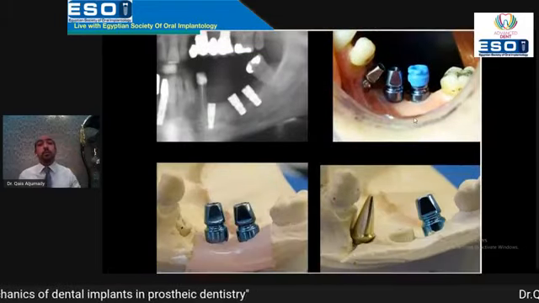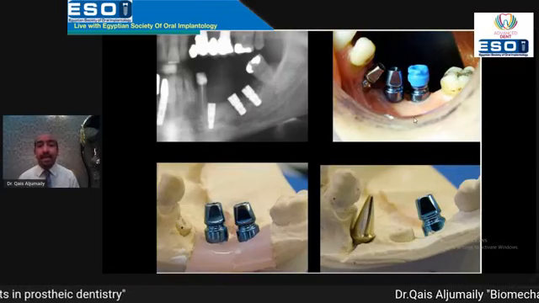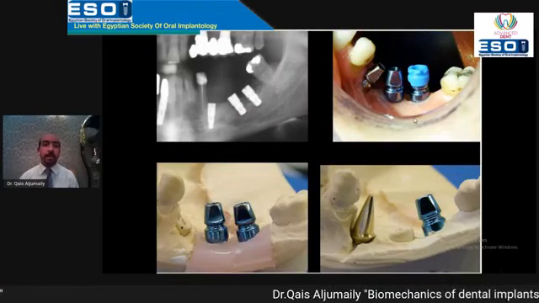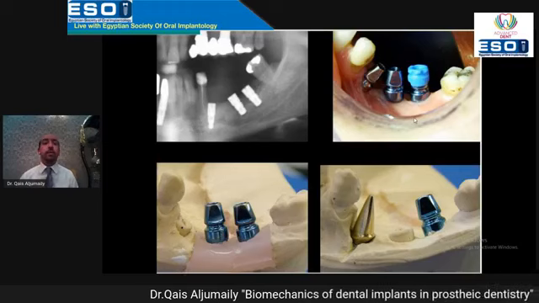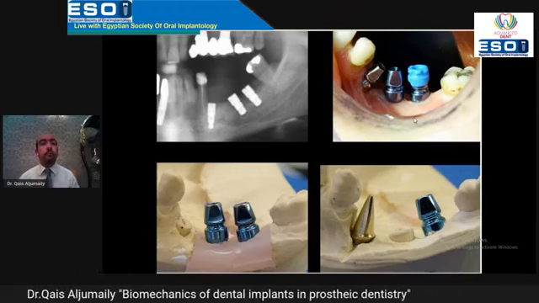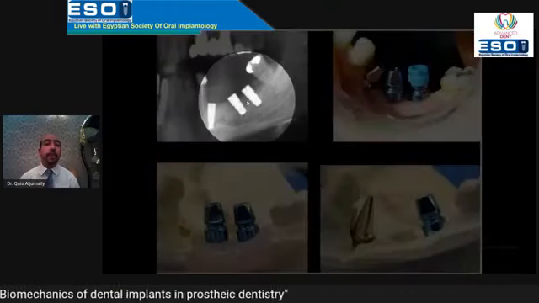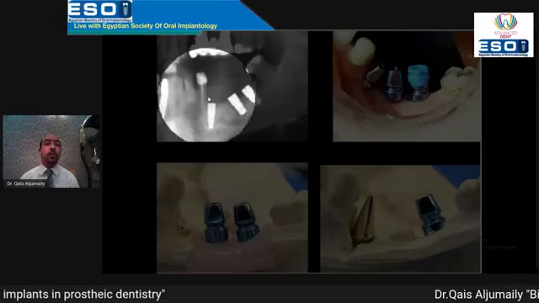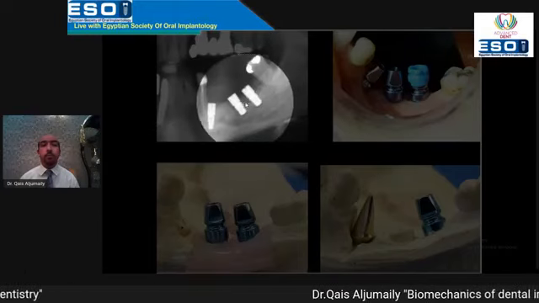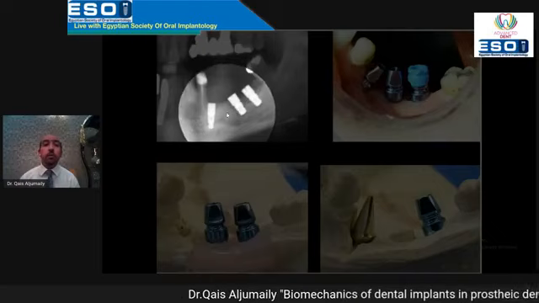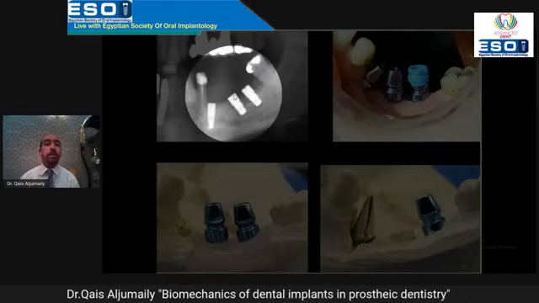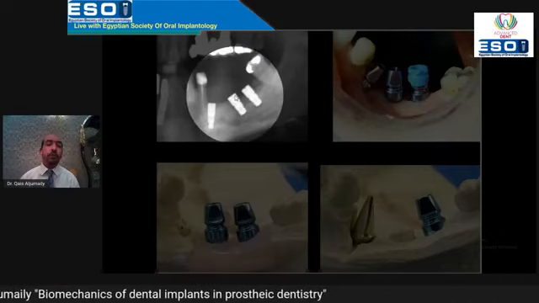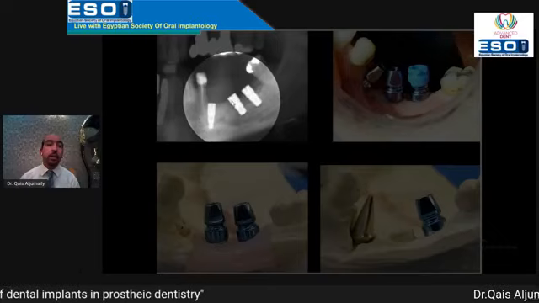And here I'm going to show you some mistakes that some implantologists made regarding the mesiodistal angulation. For example, here you see these two implants are parallel, but this one is not parallel to them. So how to solve this problem? How to make an impression? How to fabricate a bridge? How to cement? How to insert?